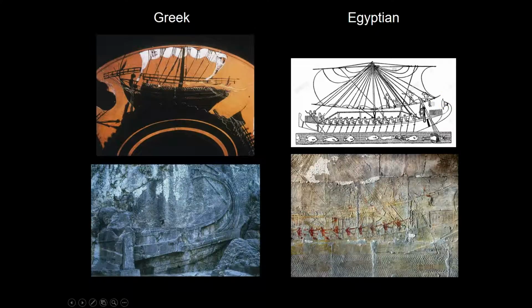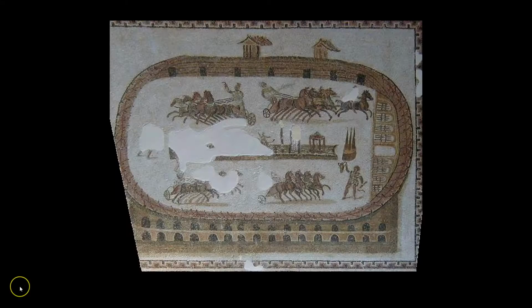So, for number 2, sketch the shape of that boat. Note the word trireme, and then note that it's from the Greek culture. But the shape of this boat is also known in the Egyptian culture. Here is your third object.